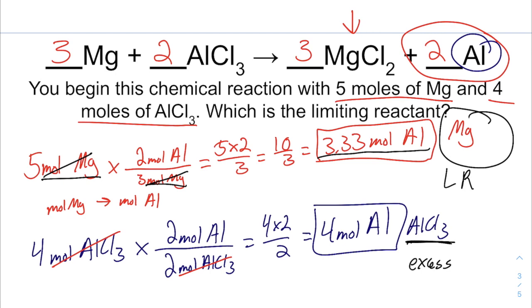It's like the cheese sandwich example. We could only make as many sandwiches as the limiting reactant told us we could. So because we can only make 3.33 moles of Al with magnesium, magnesium is the limiting reactant, and this will be how much product we are able to make.